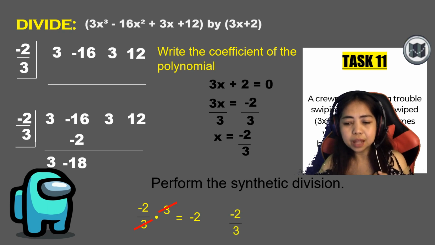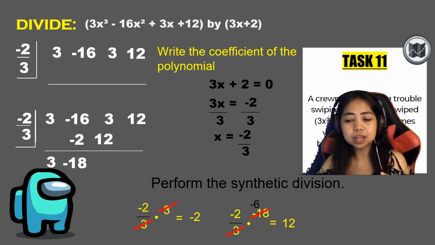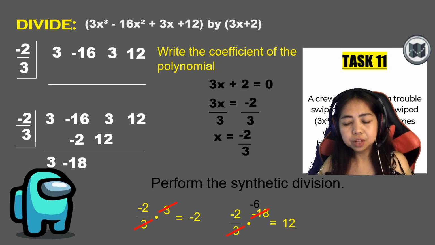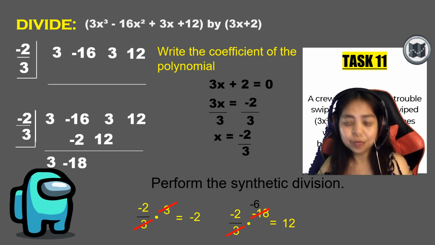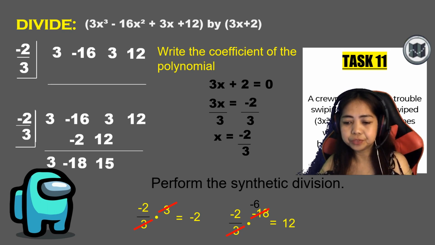And then, we have to multiply now. Negative 2/3 times negative 18. Cancel yung 3 kasi pwedeng ma-divide sila both by 3. So, 3 divided by 3, 1 na lang. And then, negative 18 divided by 3, we have negative 6. And then, multiply lang natin yung negative 2 times negative 6, the answer is positive 12. Ilalagay natin yung positive 12 sa ilalim naman nung 3. And then, 3 plus 12. Same sign, add. Parehong positive. So, we have 15.